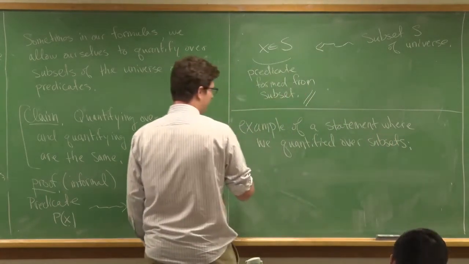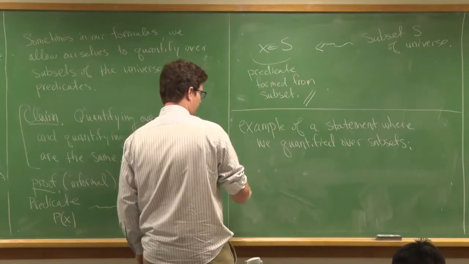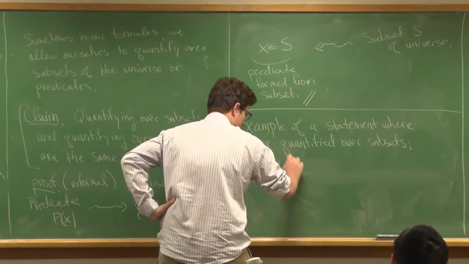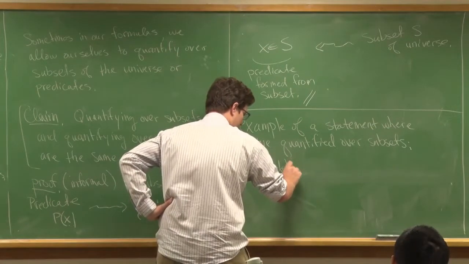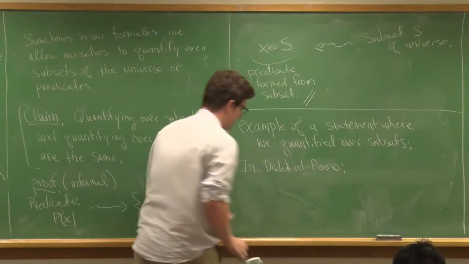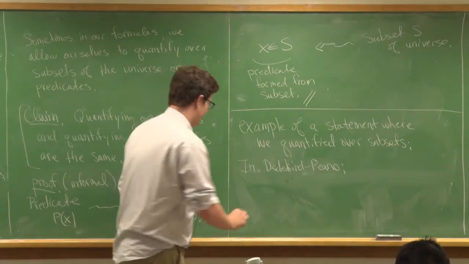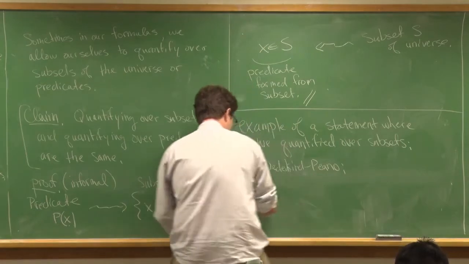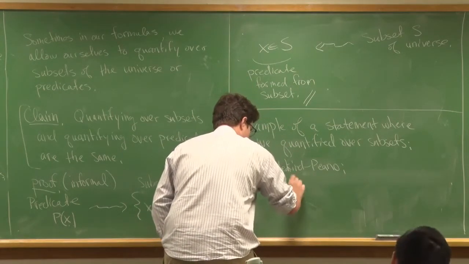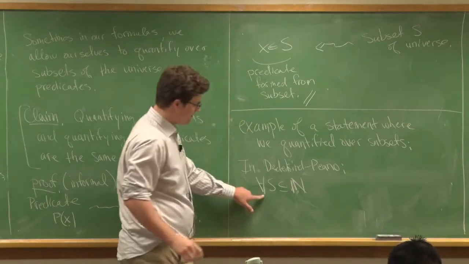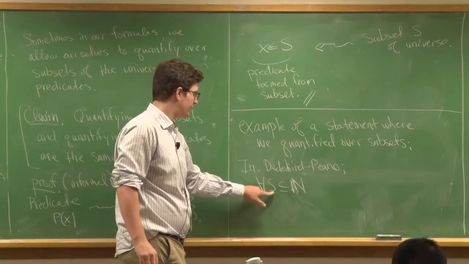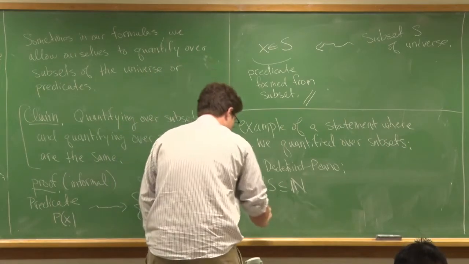Okay, so in the Dedekind-Peano axioms, we had this induction axiom, right? It said that for all S, a subset of the natural numbers. So this is a quantifier over subsets. You see? So this is for all subsets of the natural numbers.